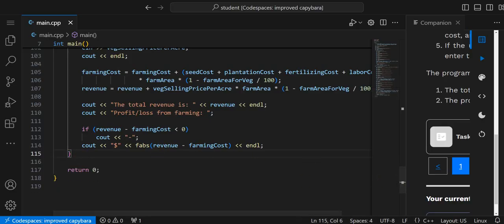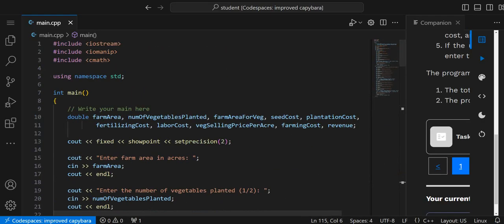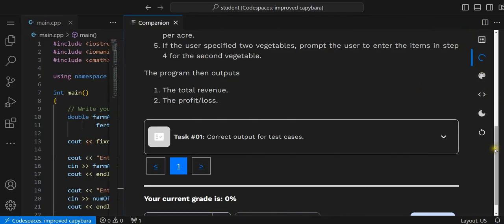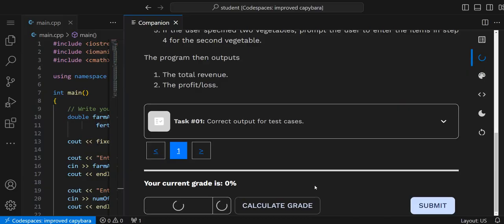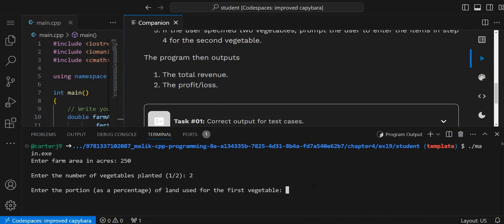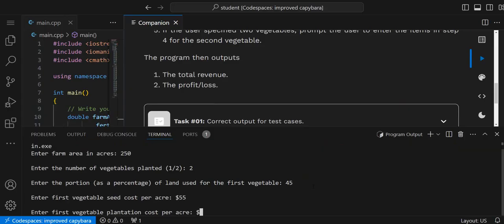Alright. So we'll go over the code from the top. Let's go ahead and run it so we know that we got what we need first. Enter farm in acres, 250. Enter number of vegetables planted. Let's go to portion 45, 55. I was going to say dollar. First, vegetable seed cost per acre.